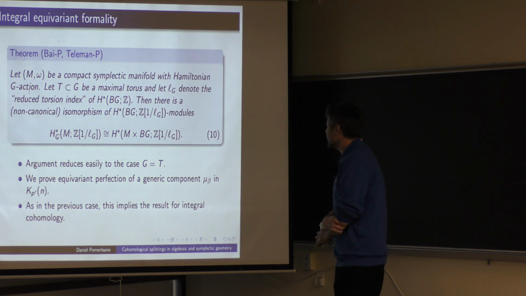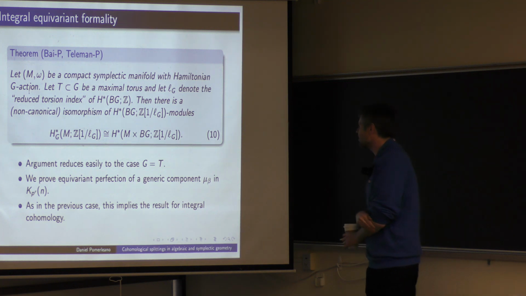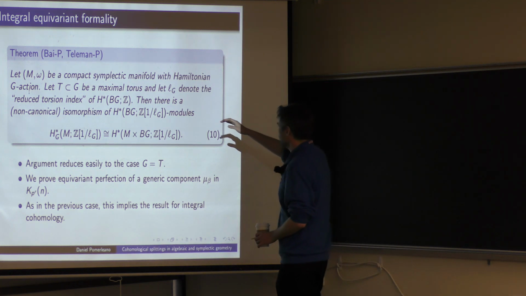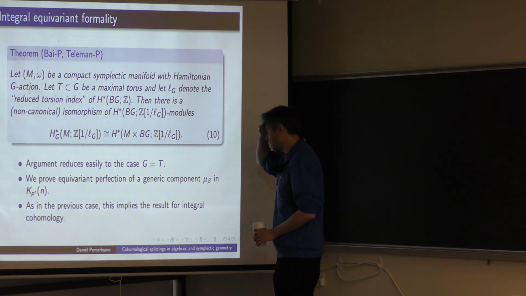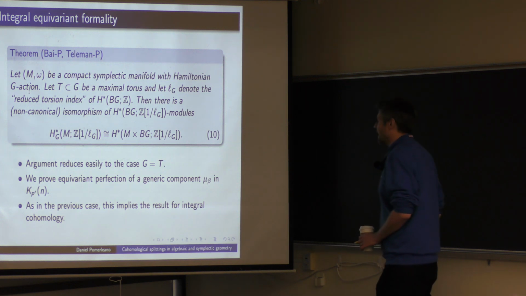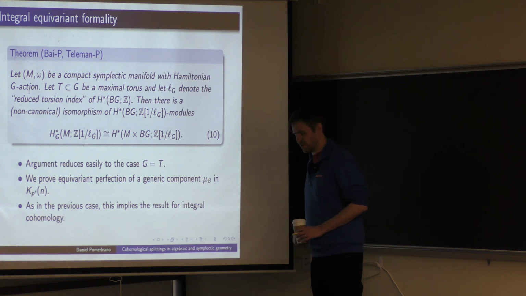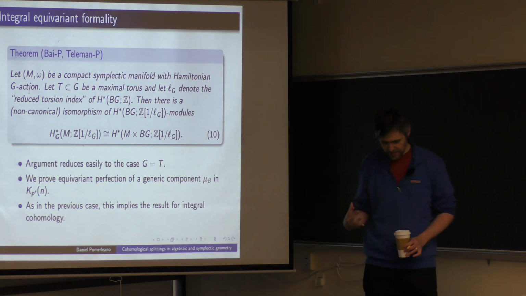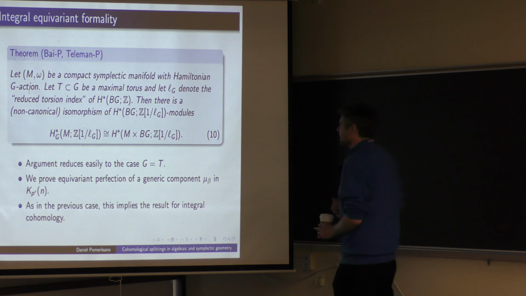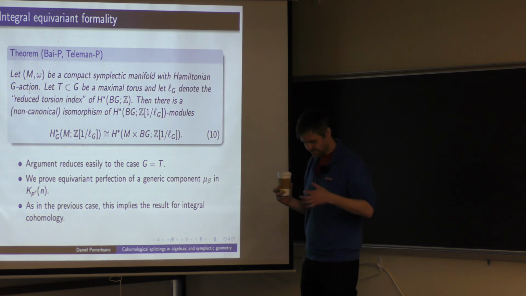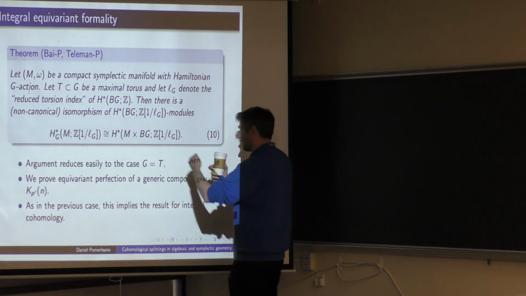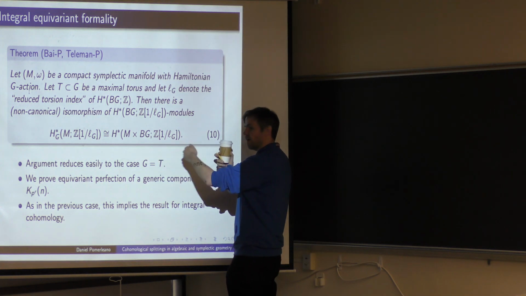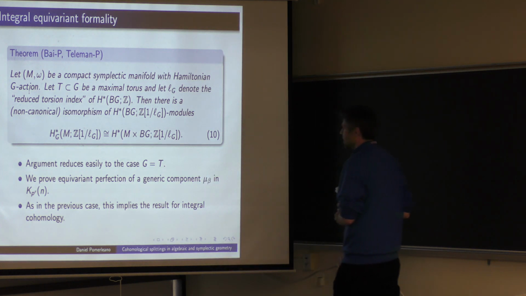Okay, so here it's sort of similar, you have to sort of invert. If you have a torus action, then the proof, everything that I just outlined, you look at this generic component of the moment map, you run the same argument, and for a torus, you can prove that the equivariant cohomology really behaves like a product fibration.